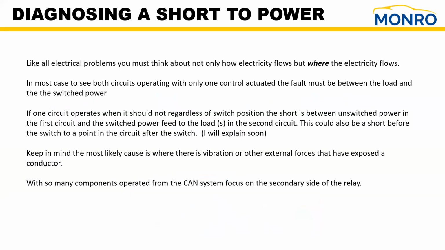And that would be very simple. Like all electrical problems, you have to think about not only how the electricity flows, but where the electricity flows. In most cases, to see both circuits operating with only one control actuated, the fault must be between the load and the switch power. If one circuit operates when it should not, regardless of switch position, the short is between unswitched power in the first circuit and the switch power feed to the load in the second circuit. This could also be a short before the switch to a point in the circuit after the switch.